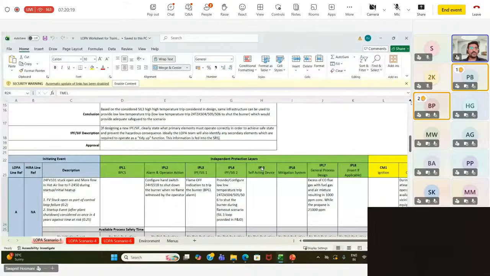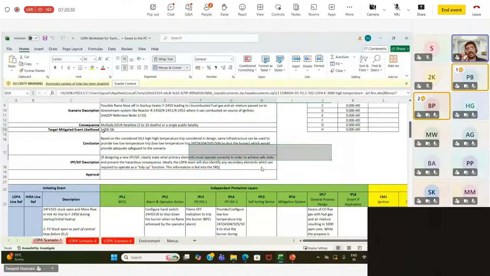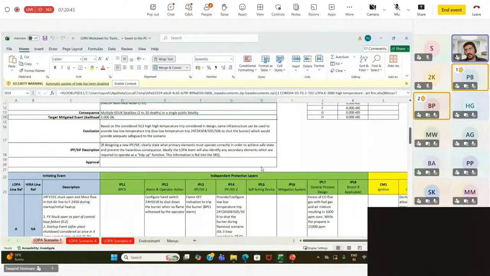Okay, see here you have mentioned the consequence: multiple UK fatalities, 2 to 10 deaths, or a single public fatality. So based on this, 10 raised to minus 6 is our target. It means we have to have the product of all these events either lesser than or equal to this. So in this case, this same value is coming to 10 raised to minus 6.